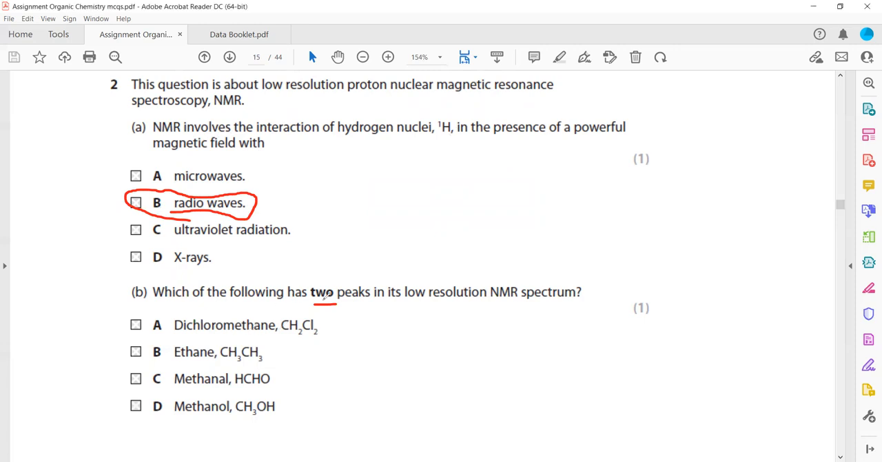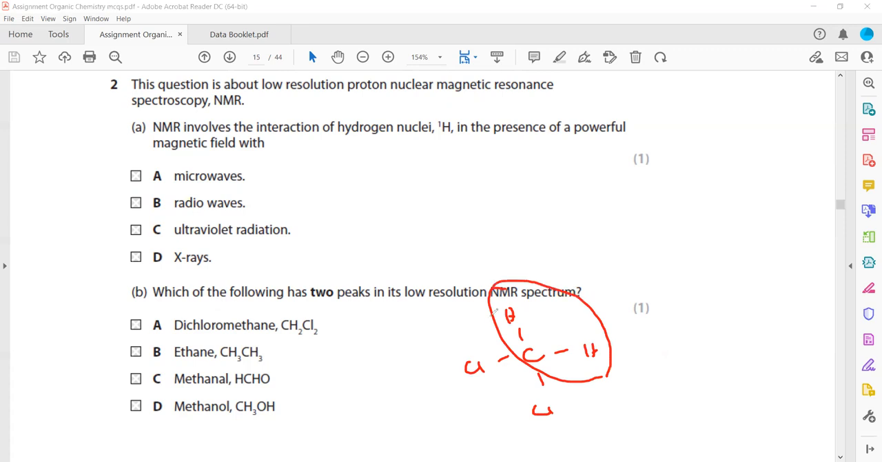So when we check, dichloromethane has only one hydrogen environment, because dichloromethane is like C, H, Cl and Cl. So this is one hydrogen environment. So it won't be. When we check this one, this is also one, identical environments are there. So this is A. So one hydrogen.